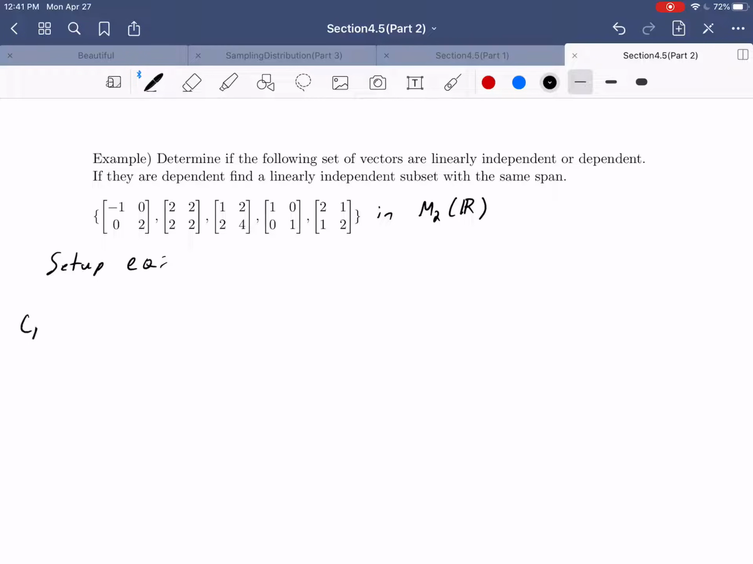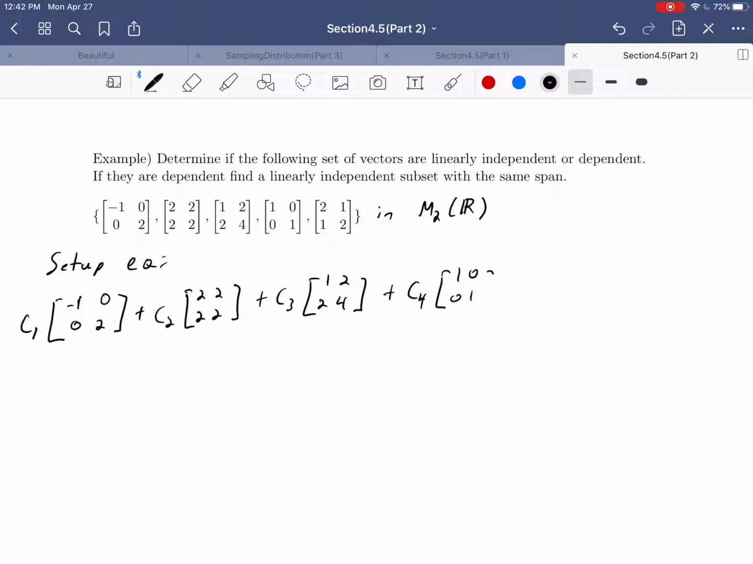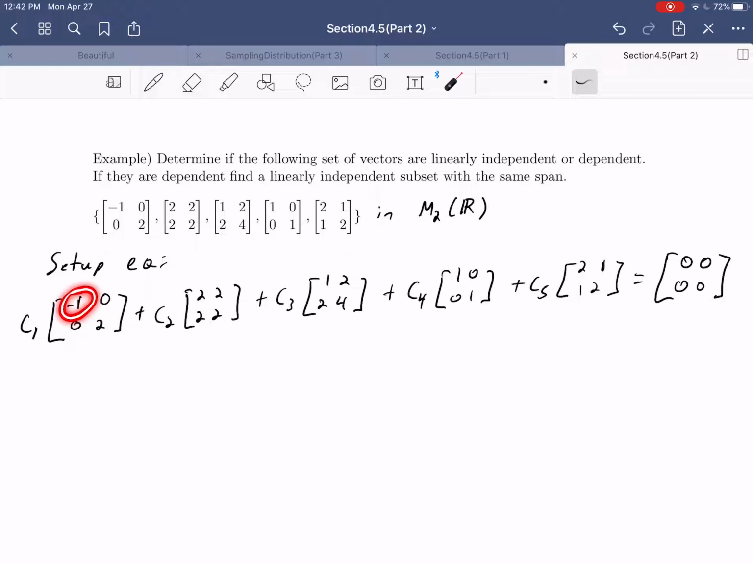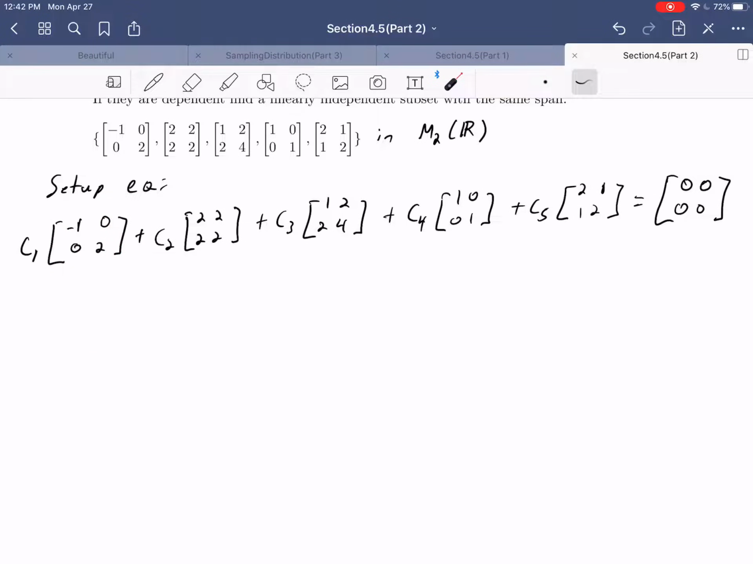We'll do c1 times the first one, [-1, 0; 0, 2], plus c2 times the second one, [2, 2, 2], plus c3 times [1, 2; 2, 4], plus c4 times [1, 0; 0, 1], plus c5 times [2, 1; 1, 2], and that has to be equal to the zero vector in M2, which is [0, 0; 0, 0]. Now we can go element by element. We'll do the 1,1, then the 1,2, then the 2,1, then the 2,2, and we'll set up 4 equations here.